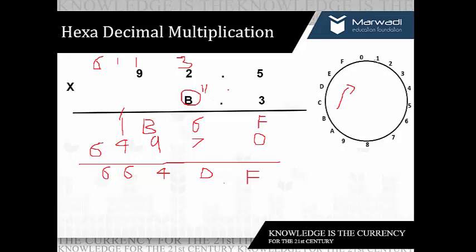Here the decimal point is before one term, and here also before one term, so in my answer my decimal point would be before two terms. So my answer would be 6x4.DF.